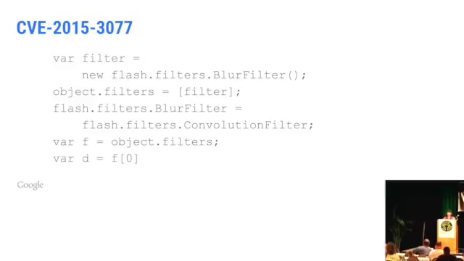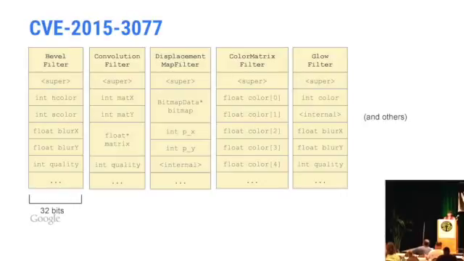So this allows you to create an inconsistent object in memory, basically. In ActionScript, it's a convolution filter, but in native objects, it's a blur filter. And this is quite bad. This is fundamentally what the issue will let you do.